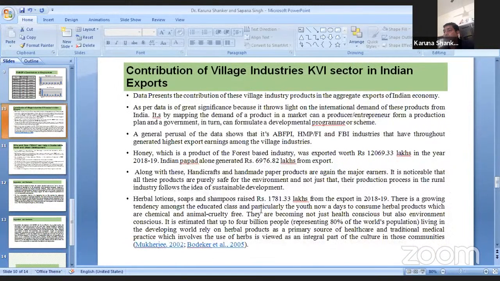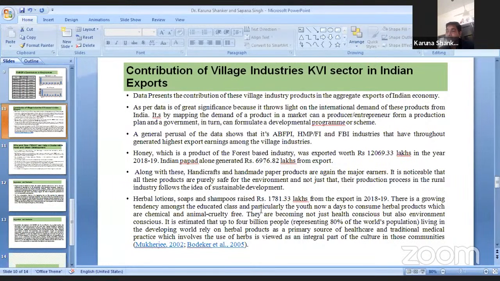Okay, so basically, another important aspect of the contribution of the village industries, the KVIC sector, in India is that village industries of the KVIC sector also play an important role in Indian exports with the sustainability concept, because most of the units and projects sanctioned under the PMEGP are based on local raw materials, like handicrafts, honey, and other materials.